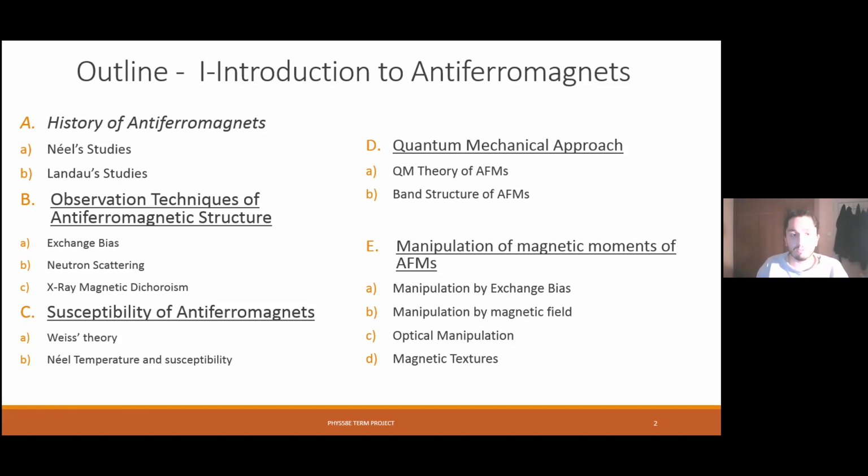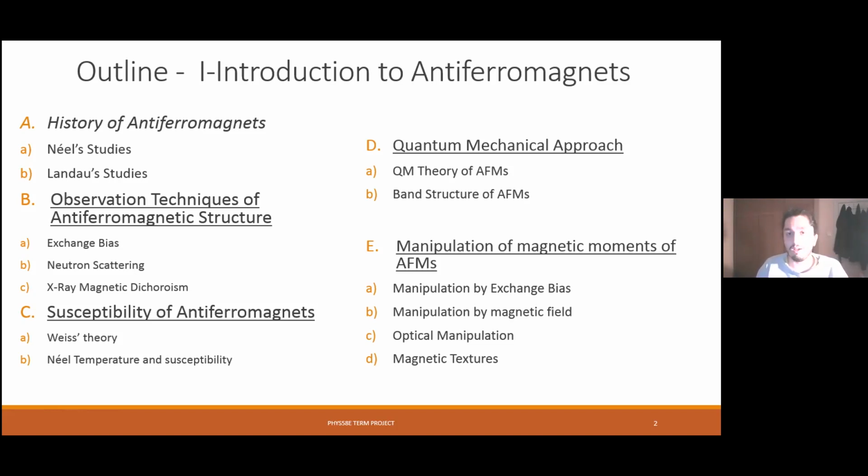And after that, I will talk about observation techniques of antiferromagnetic structure. How do we observe it? What are the techniques we most commonly use? And in the third part, I will talk a little bit about the susceptibility of antiferromagnets, because it's quite important to know the susceptibility calculations of the antiferromagnets in order to use them in magnetic devices.